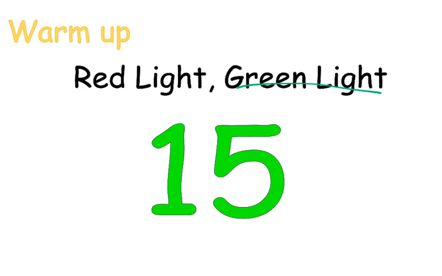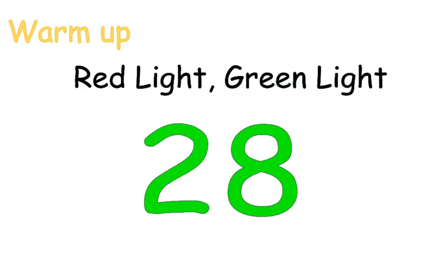Green light, start counting. 15, 16, 17, 18, 19, 20, 21, 22, 23. Red light. And freeze. Good. Next number, 28. Are you ready? Green light. Start counting. 28, 29, 30, 31, 32, 33, 34. Red light. Stop.